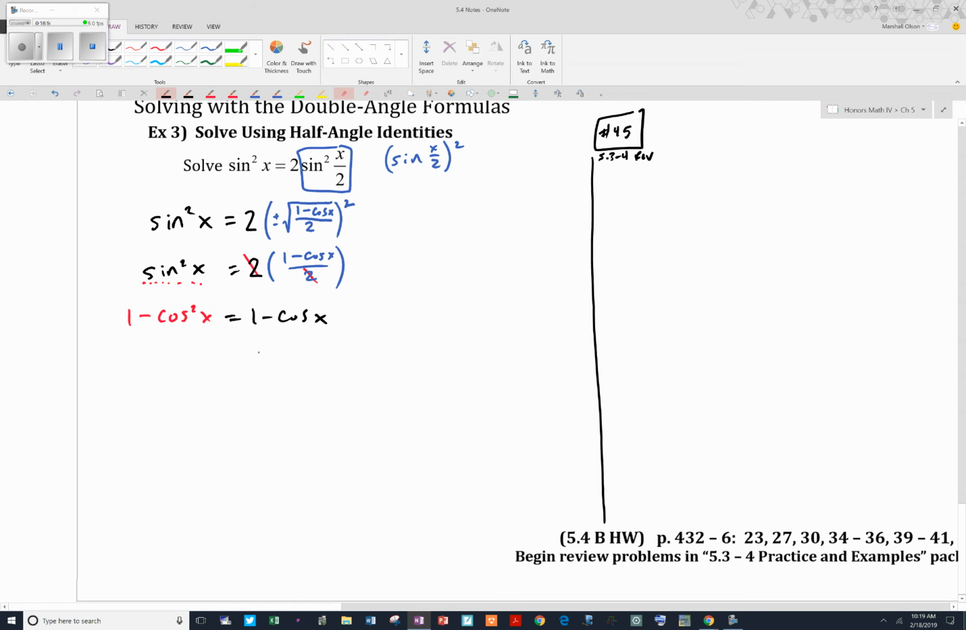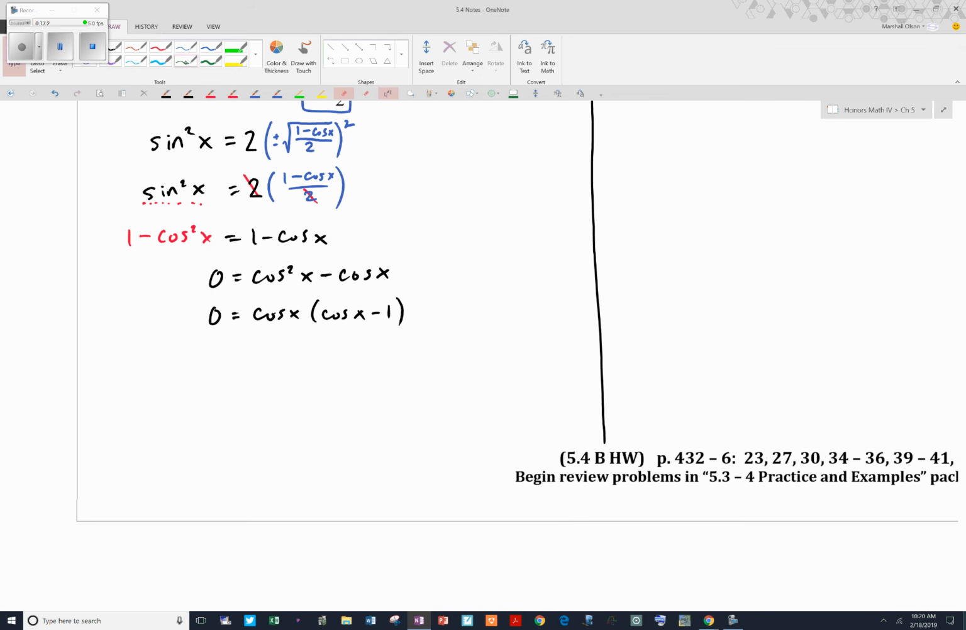I'm going to get everything on the same side set equal to 0. So I'm going to add that cosine squared over so it stays positive. I'm going to subtract that 1. Actually, the 1's are going to cancel out then. I have minus cosine of x. And then I'm just going to pull out a GCF there. And we have cosine of x minus 1 left in that parentheses. All right, so we're ready to use our zero product property. Set each of these equal to 0. Cosine of x equals 0. And cosine of x minus 1 equals 0, so cosine of x is going to equal 1.